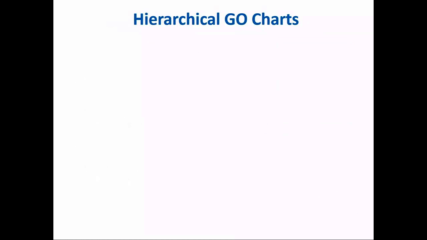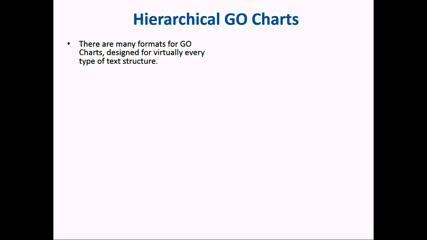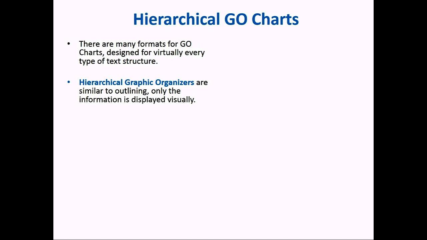I like hierarchical GO charts and use them the most. They are similar to outlining, only the information is displayed visually. So outlining is very confusing often to kids with language disorders because you have to hold the information in short-term memory and think about the information or reflect on the information in layers of categories, and that's one of the things our kids tend to not be good at.